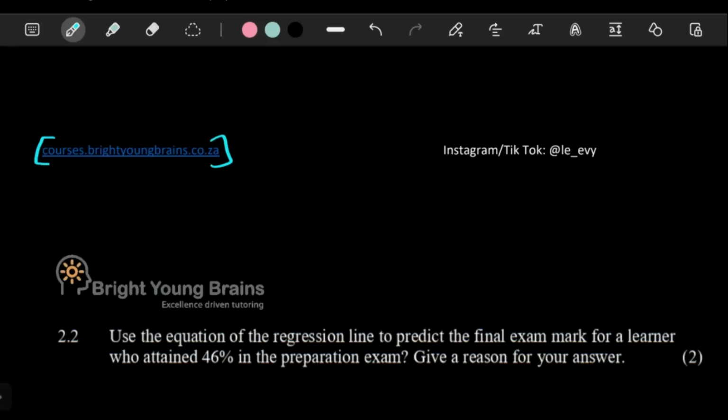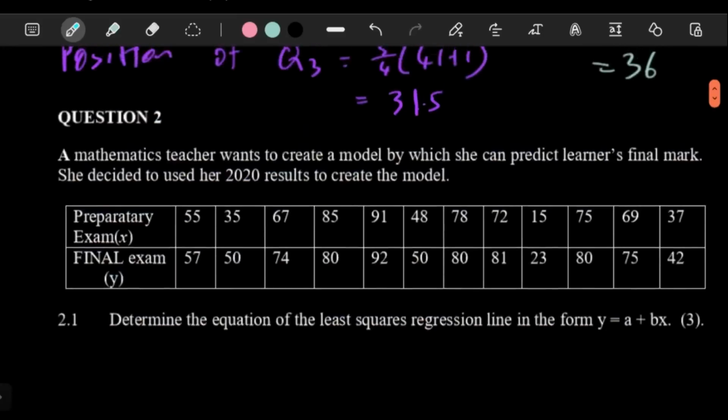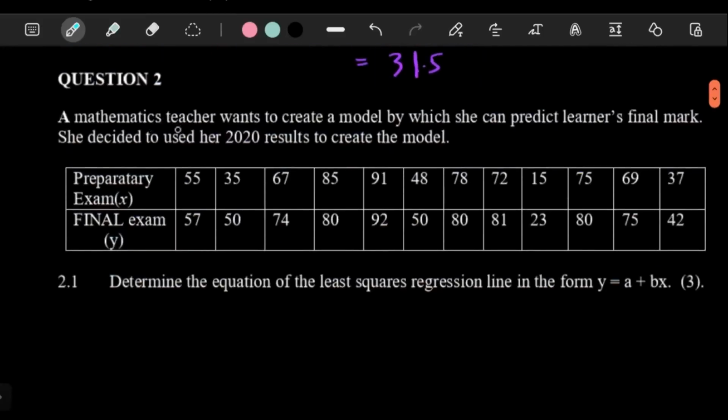So the idea here is for question 2 says the mathematics teacher wants to create a model by which she can predict a learner's mark. And then it says here she decided to use her 2020 results to create the model. Prelims, finals. So it looks like between prelims and finals, the marks kind of go higher, as it actually does. Then it says determine the equation of the least squares regression line. So this is always a very common question.